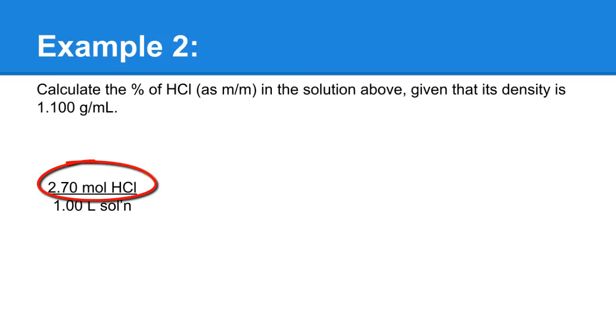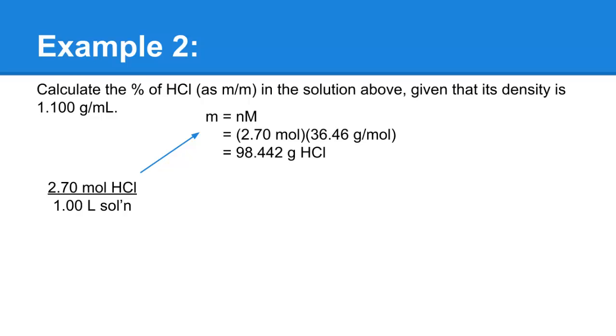Focusing on the first half of our equation then, 2.70 moles of hydrochloric acid, we need to convert that into a mass. To do so, we're going to use the equation mass is equal to the moles times its molar mass. In the concentration we have 2.70 moles. We are using the molar mass of hydrochloric acid, which is 36.46 grams per mole. That gives us 98.442 grams of hydrochloric acid.